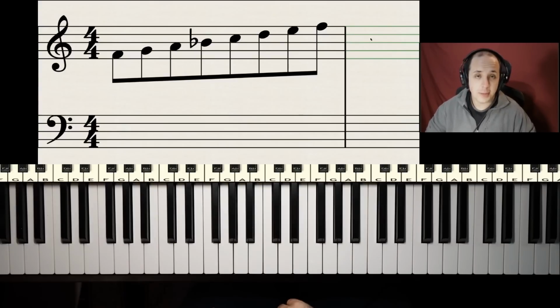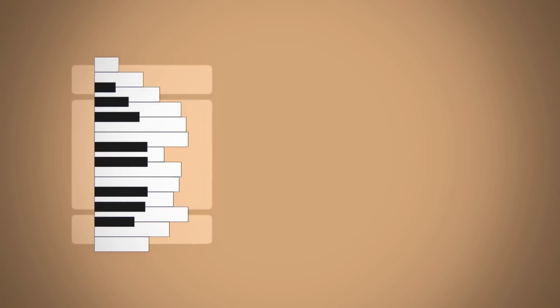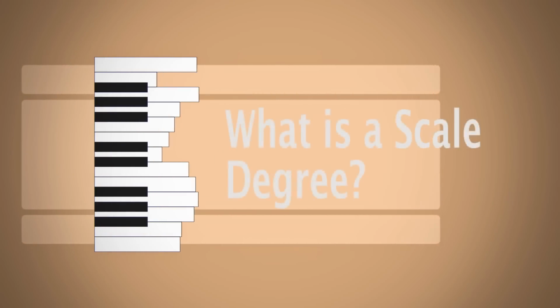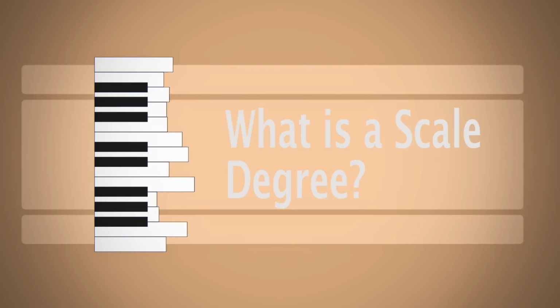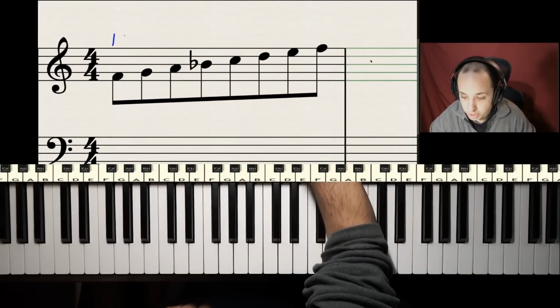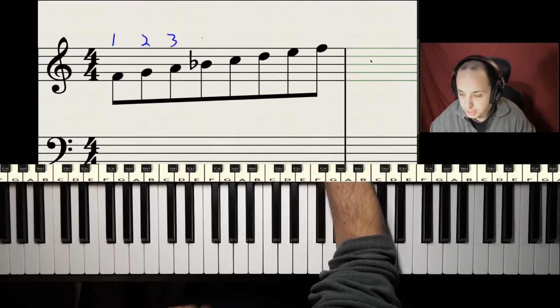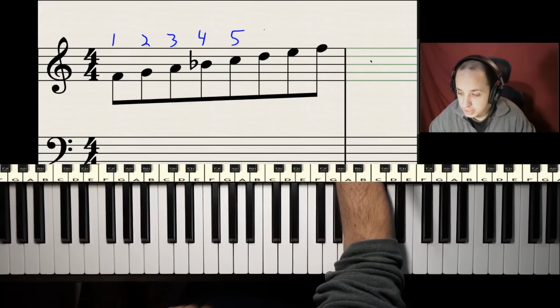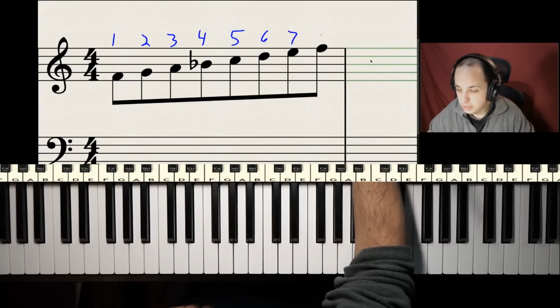So now we're going to talk about what is a scale degree, the third thing on our list for today. Now, a scale degree is simply what note of the scale it is. So how many notes do we have? We have 1, 2, 3, 4, 5, 6, 7, 1.